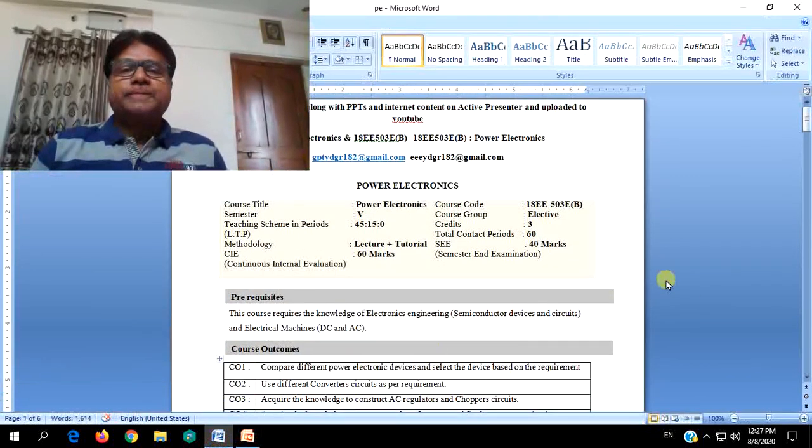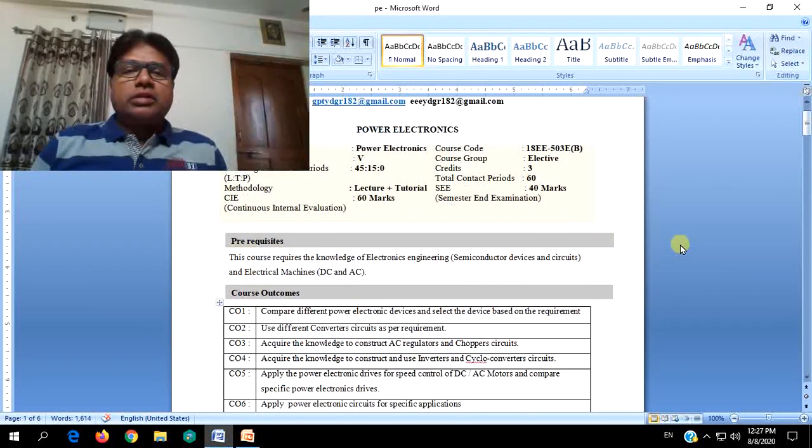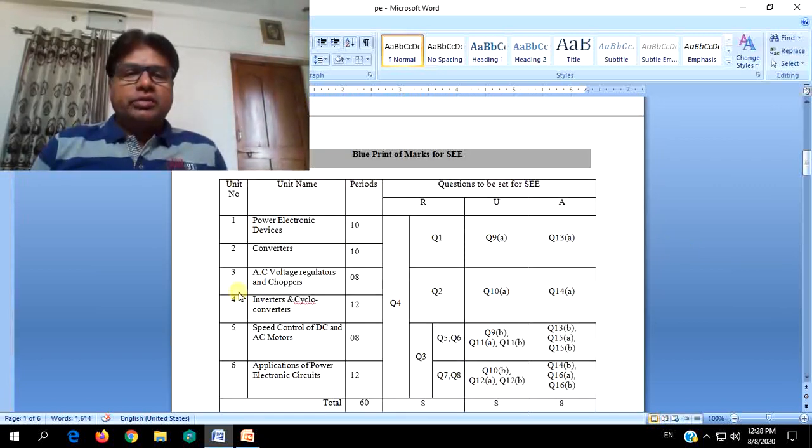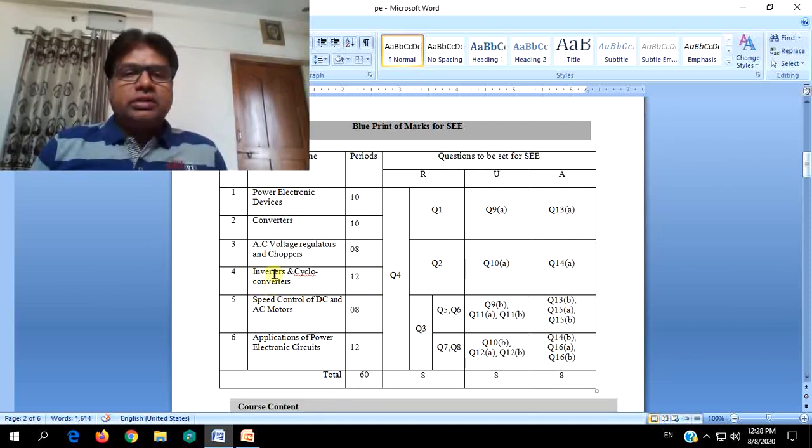In this, the subject power electronics is divided into 6 units, and we have discussed from 1 to 4 units till the previous session. That is, in the last 24 sessions we have discussed the first 4 units. The first 2 units comprised of mid-term 1 syllabus, and the next 2, that is 3 and 4 units, comprised of mid-term 2 examination syllabus.